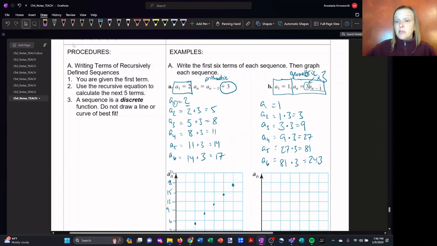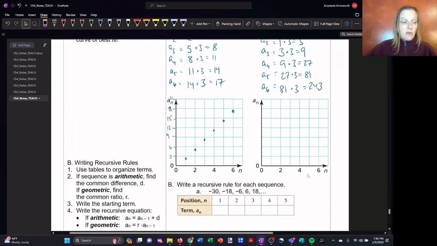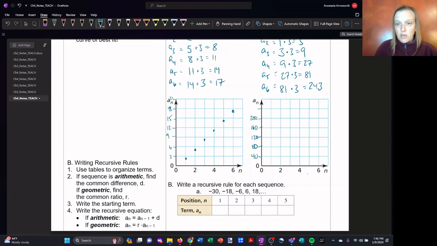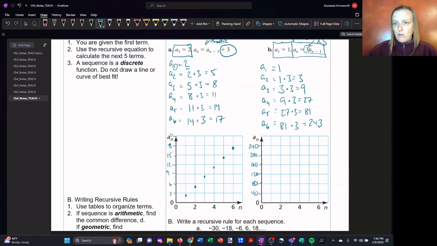If we try to graph this, we need a much different scale this time because we need to be able to get up to 240. So let's see, if I go 40, 80, 120, yeah, that'll work. 40, 80, 120, 160, 200, 240, and we'll just go a little bit over 240.